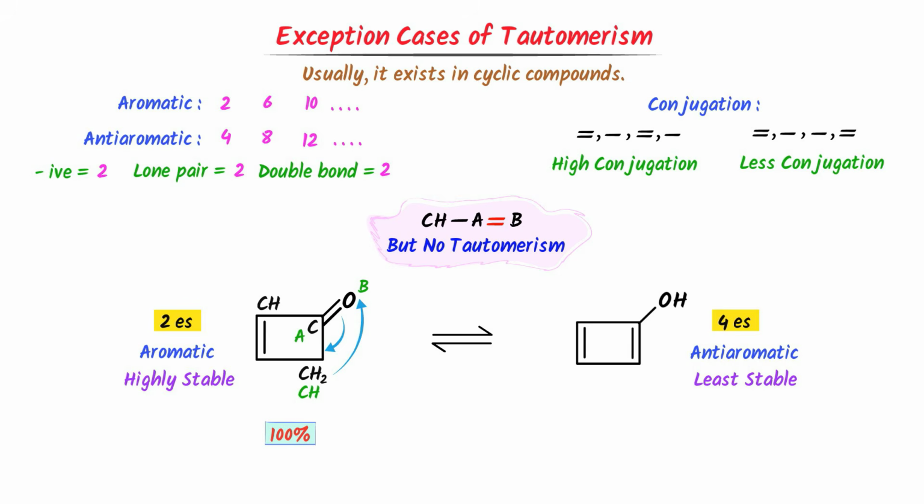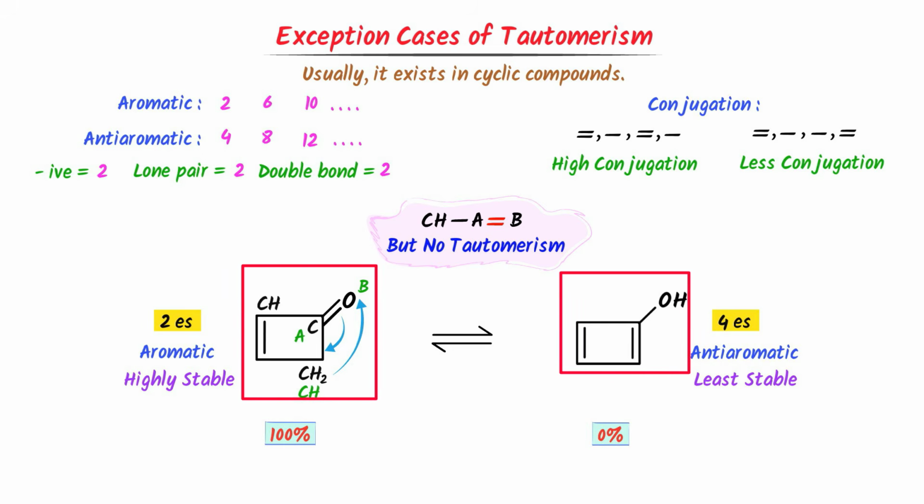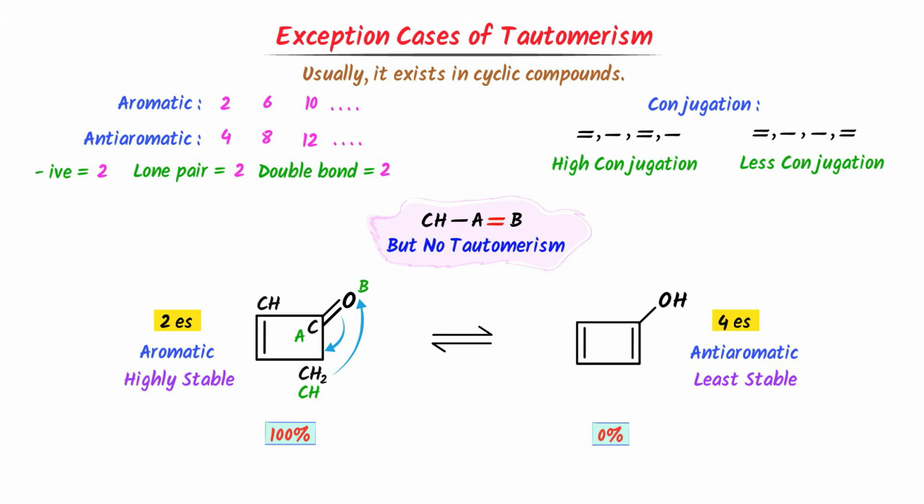On the other hand, we get 0% of this compound because it is anti-aromatic and it is less stable. As usual, this is ketone part and this is enol part. We get greater ketone part and lesser enol part. Therefore, we say that this compound does not exhibit tautomerism even though it fulfilled the condition CH single bond A double bonded to B. Hence note down this exception case.